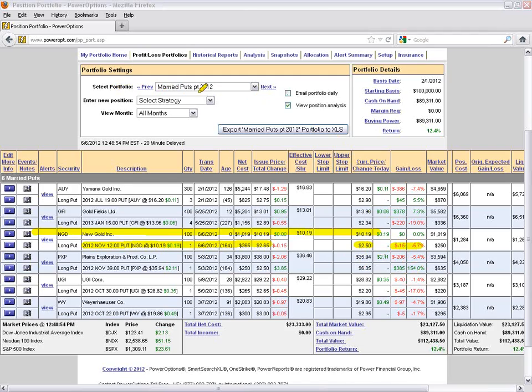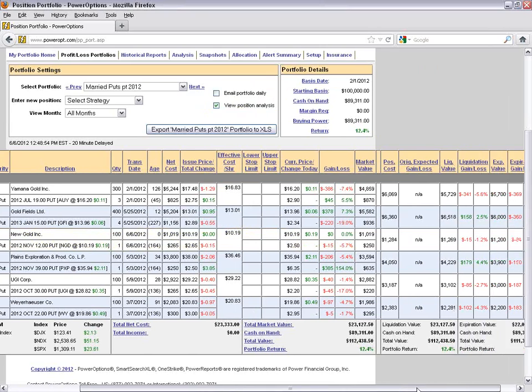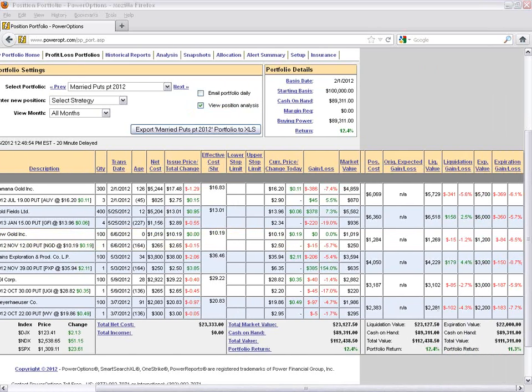Up at the top here in the settings menu, very quickly, I want you to notice that I have this box checked for view position analysis. It's great to see the individual legs in a strategy such as a covered call, married put, specifically a collar spread. But what's also helpful is to see it as a linked position. So over here on the right-hand side, when I check that box for view position analysis, it adds these 6 extra columns for us, so I can view the total position cost, $12.84, that's for the NGD position.